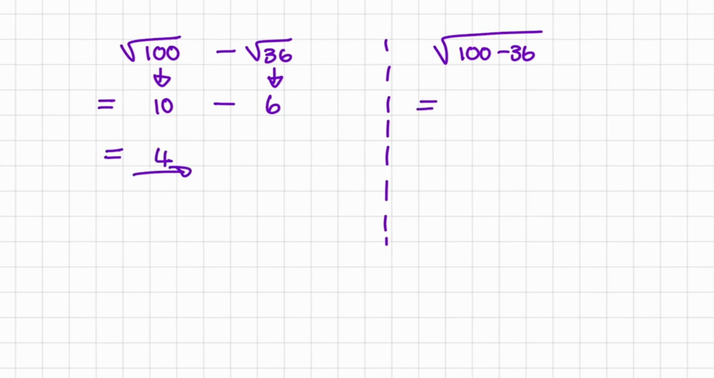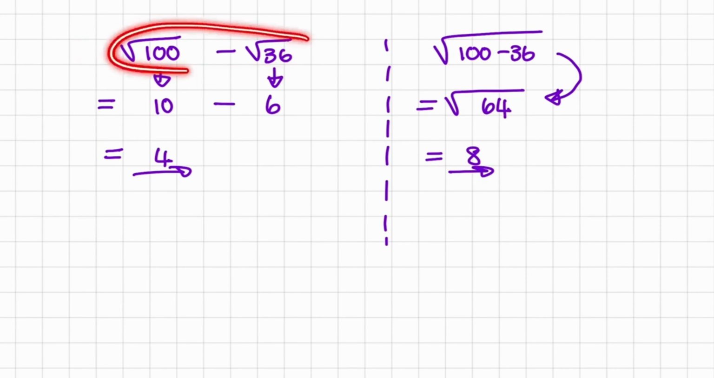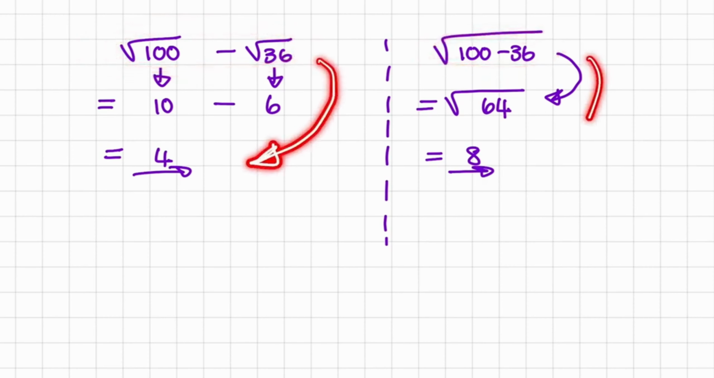But in our second example, we first do the calculation inside of the square root. So 100 minus 36 is 64. And the square root of 64 is 8. So notice again, even though we are using similar values, the answers are different.